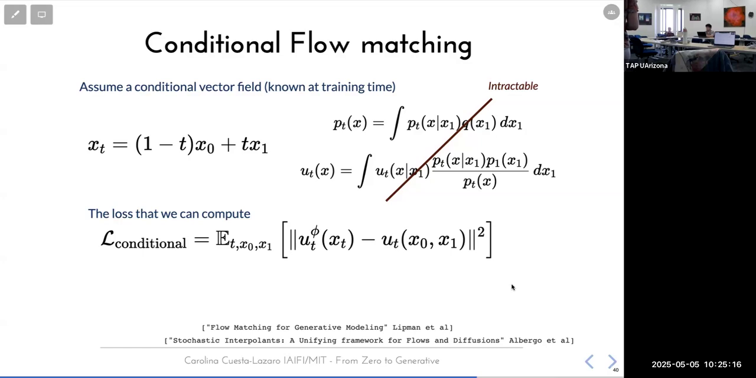Yeah. But you only know that during training. You only know this during training. But you're making sure that your model doesn't know anything about X1. So your model only gets XT and T. Yes. Now we have to solve the expectation value, right?